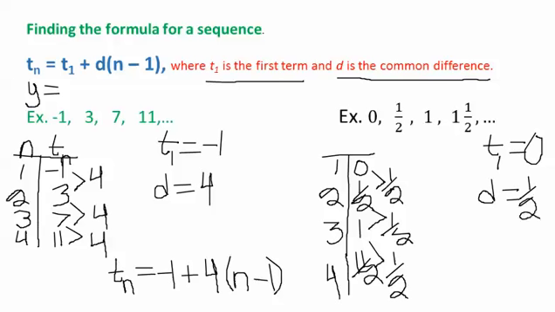So now I'm just going to plug those back into my formula. I have t sub n equals my t sub 1, which is 0. So you don't have to plug that number in since it's 0. I'm going to go ahead and do it. I have 0 plus my d, which was my common difference, we found to be 1/2. Open parentheses, n minus 1.